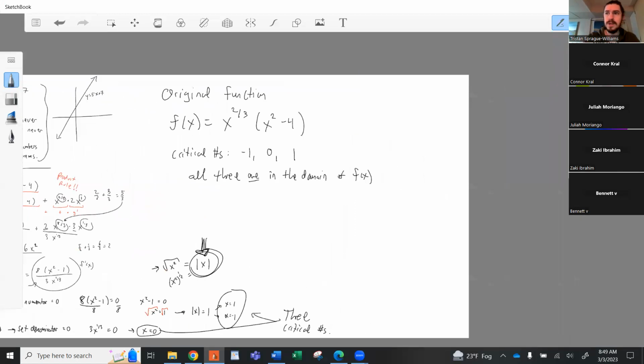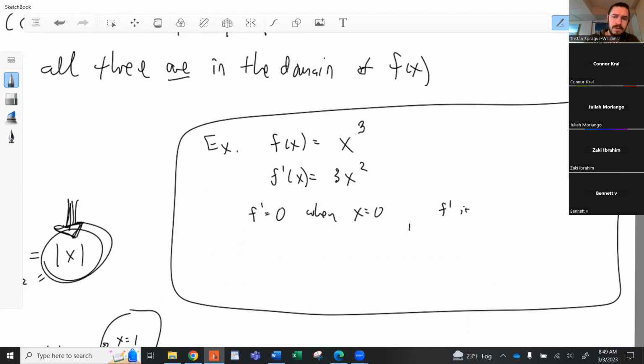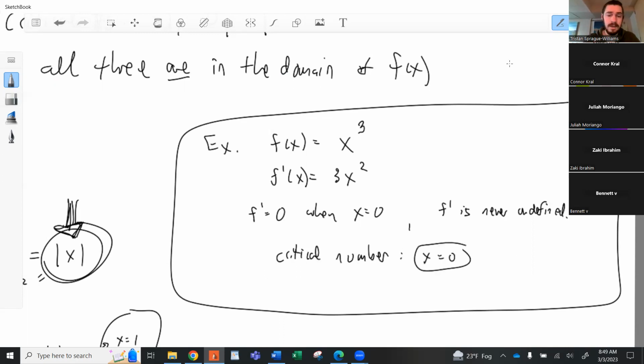Now, we do have like a minute, and with that minute, I'm going to show you one more example. Let's take the simple function x cubed. The derivative of this function is 3x squared. f prime equals 0 when x equals 0. f prime is never undefined. So the critical number is x equals 0.